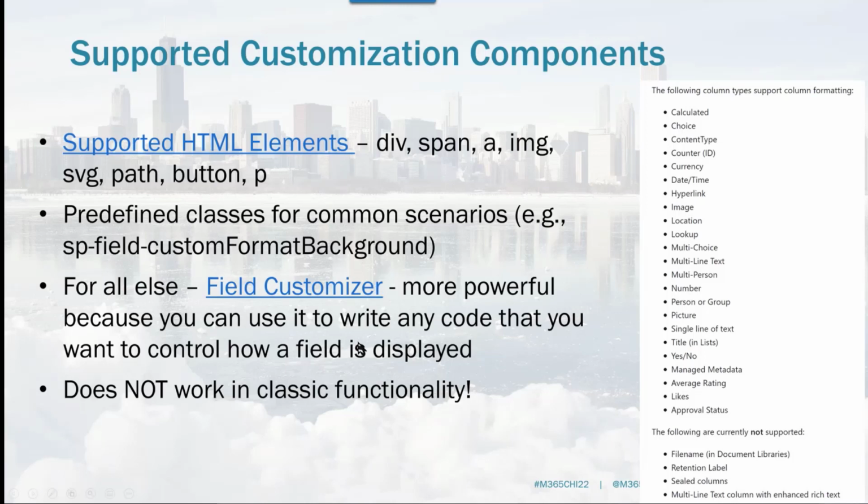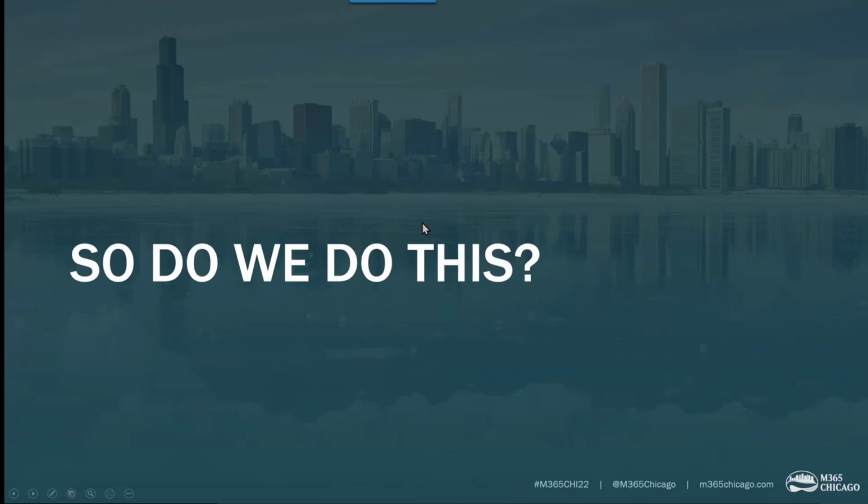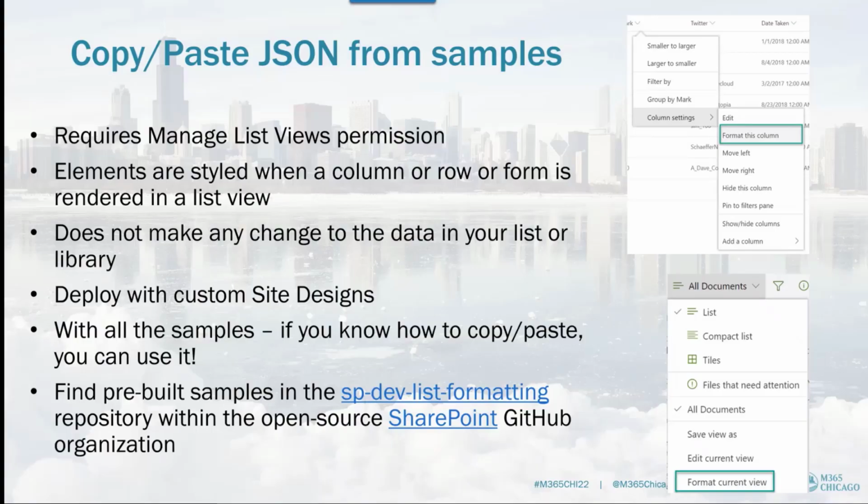And obviously, we all know classic functionality, classic list still exists, but all of this stuff that I'm showing you does not exist. So how do we do this? And I forgot the how. Apologize. All we're going to do is copy JSON from samples.